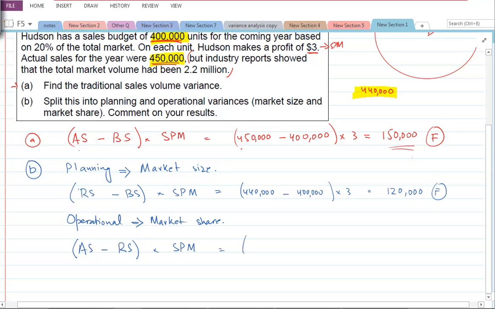So actual sales of 450,000 minus revised sales of 440,000, multiplied by 3. Now this will give us 10,000 multiplied by 3, which is 30,000 favorable. Now you can see that our overall volume variance is 150,000 favorable. Out of 150,000, 120,000 is not in our control because of the uncontrollable factors, and this 30,000 is because of the controllable factors. So basically, the manager should be rewarded only for 30,000 because that was in the control of the manager, who was able to sell more units. This 120,000, he was lucky that the market size increased, and that's why he was able to sell more.